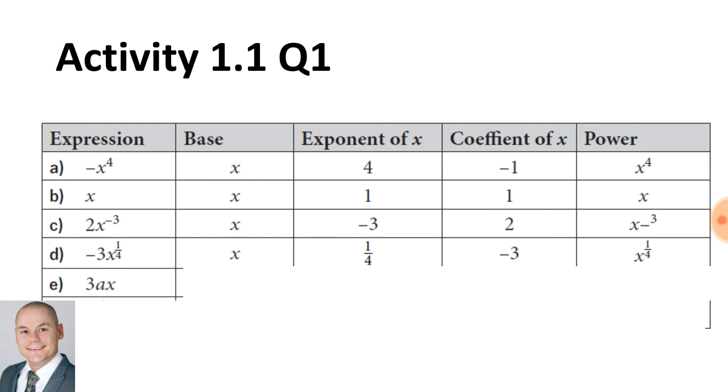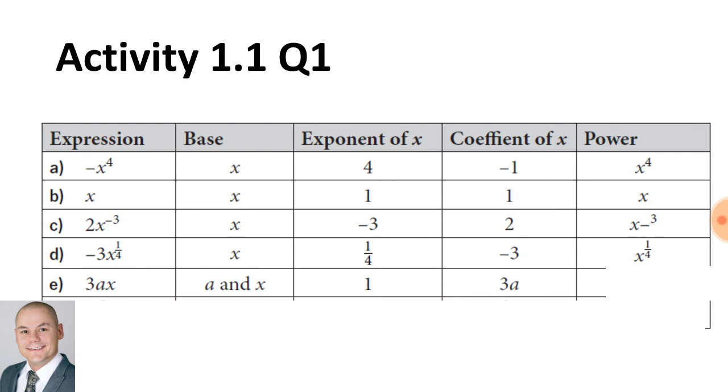Finally, we have an expression 3ax. Here we have two bases. We have a and x. The exponent of x is 1. The coefficient of x would be 3a, and the power would be x to the exponent of 1.